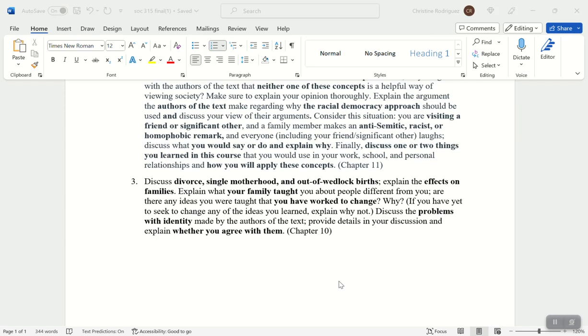Discuss the problems with identity made by the authors of the text. In fact, the section toward the end of the chapter is called The Problem with Identity. Provide details in your discussion and explain whether you agree with them about identity and the problems with identity.